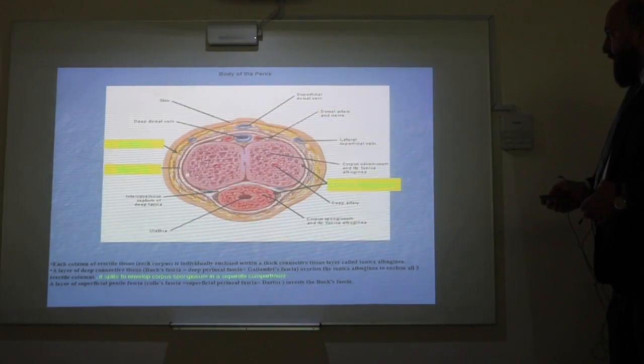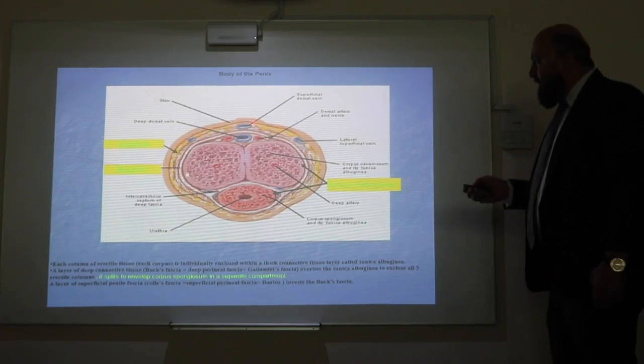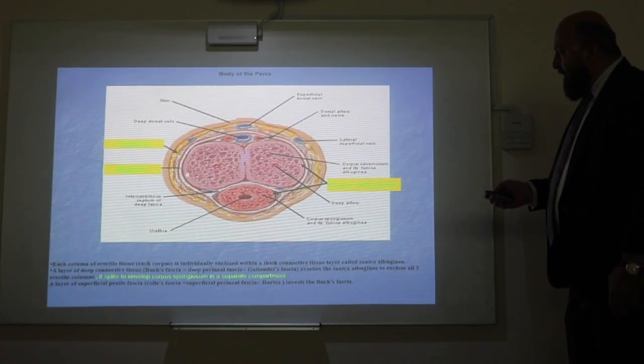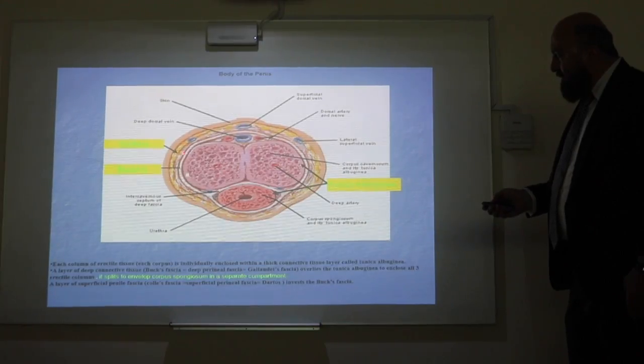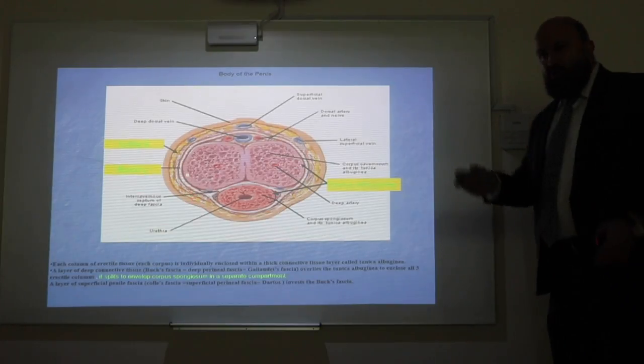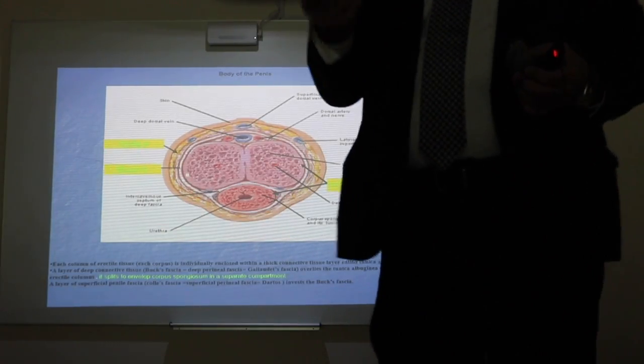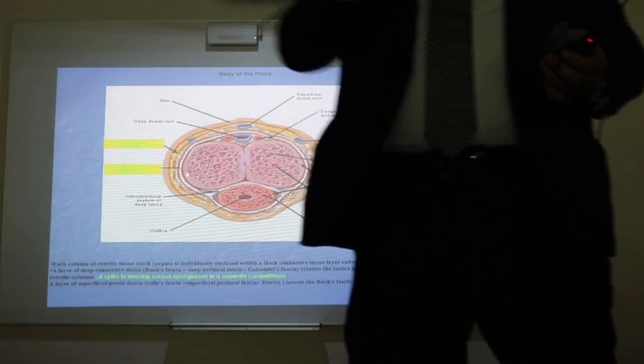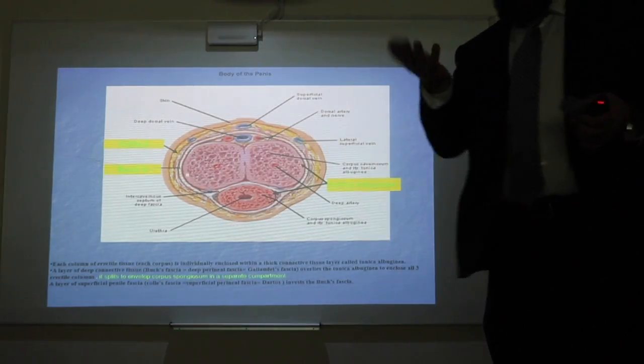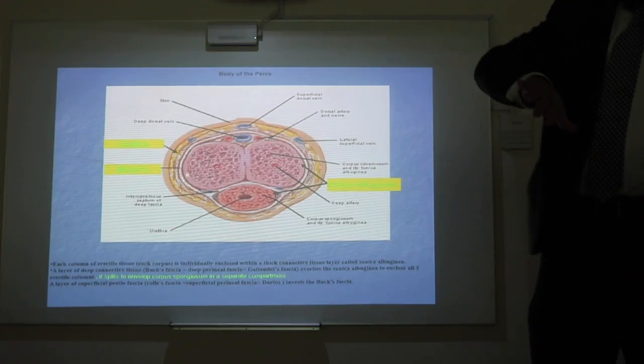Now, if we do a cross section of the penis, what are you going to see? You're going to see the skin. Underneath the skin is the Colles fascia. Underneath Colles is Buck's. So membrane on top of membrane. That's why if you move the skin over the penis, it can move freely and easily, because underneath is a membrane and then another membrane.